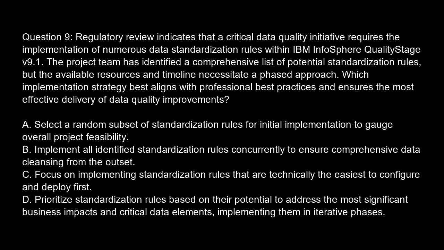Option A. Select a random subset of standardization rules for initial implementation to gauge overall project feasibility. Option B. Implement all identified standardization rules concurrently to ensure comprehensive data cleansing from the outset. Option C. Focus on implementing standardization rules that are technically the easiest to configure and deploy first. Option D. Prioritize standardization rules based on their potential to address the most significant business impacts and critical data elements, implementing them in iterative phases.